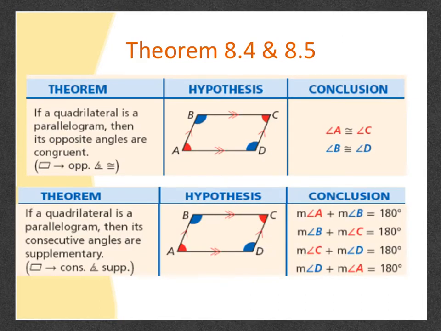Then we learned some more. If a quadrilateral is a parallelogram, then the opposite angles are congruent. So in this shape here, angle B would be congruent to angle D, and angle C would be congruent to angle A.